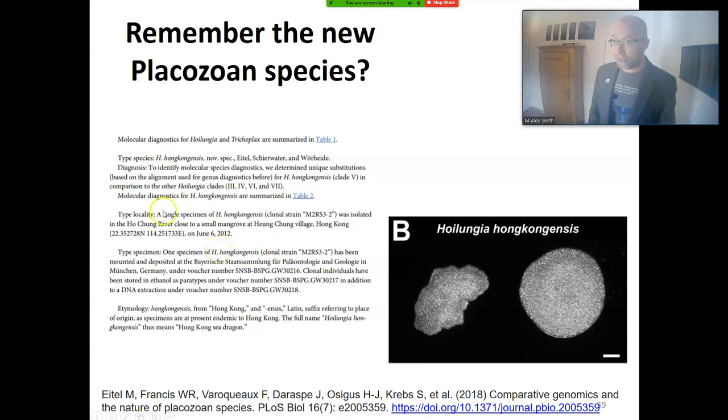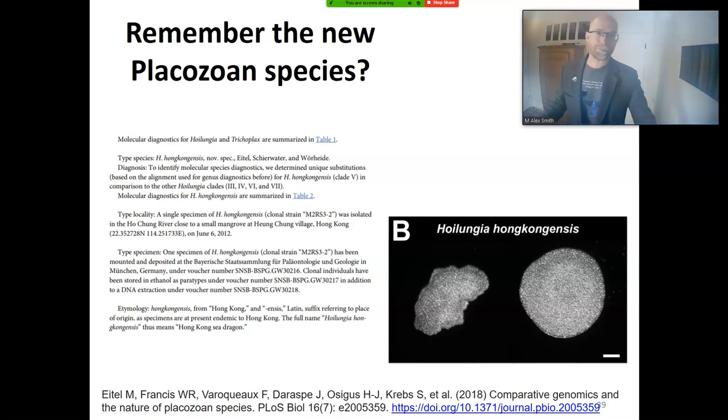More than that, in this case they've even given a grid reference, so if you wish to resample this new species, that's exactly where it was found. The type specimen was deposited in a large German collection whose name I won't go into. And the etymology, hongkongensis, means from Hong Kong.